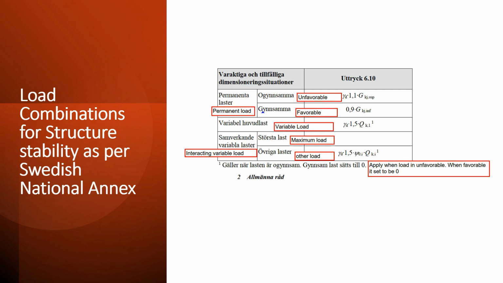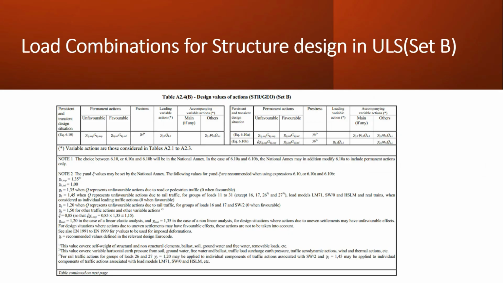For example, I generally design Swedish projects. I have just put how this coefficient varies. So if you compare my table to the Eurocode table, you will see there is a change in the coefficient values. So when I design for a Swedish project, I use only this coefficient. I take the reference as Eurocode, but I take the load coefficient values from this table, right? Same is the load combination for set B.